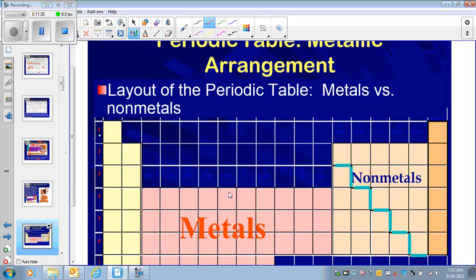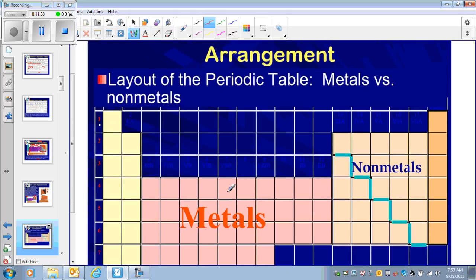The periodic table, the way it is arranged now, is divided into metals, non-metals, and metalloids. Here is a staircase kind of thing, a stepped diagonal line that divides the periodic table. Everything below the line is metals, and everything above the line is non-metals. I'm sure you already know this information. The elements sitting right above and below this line are metalloids.